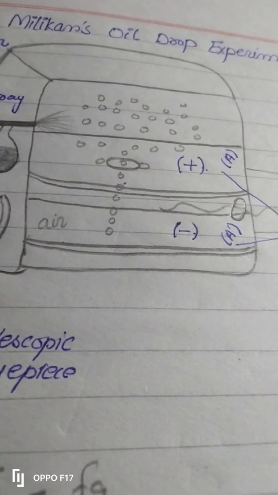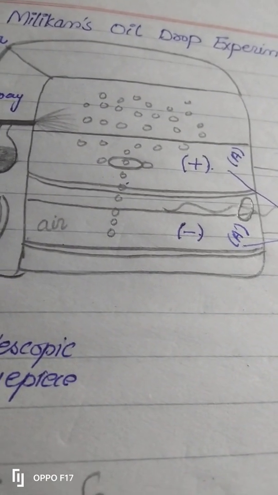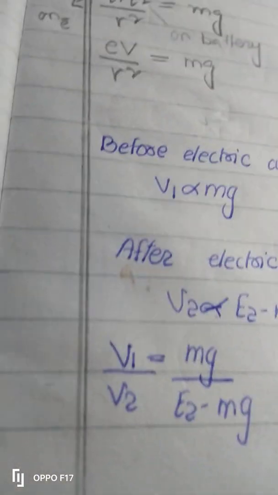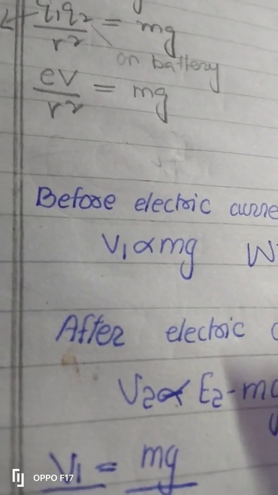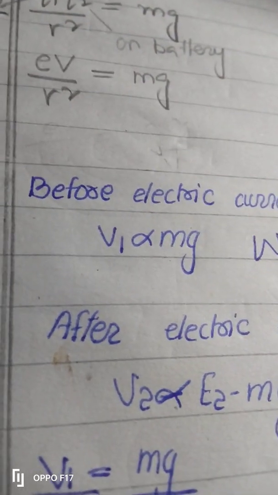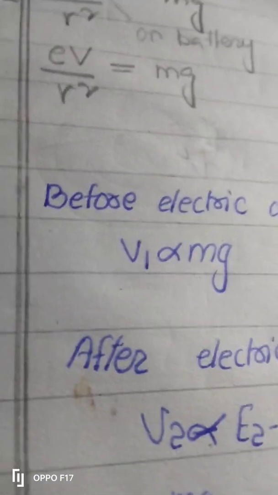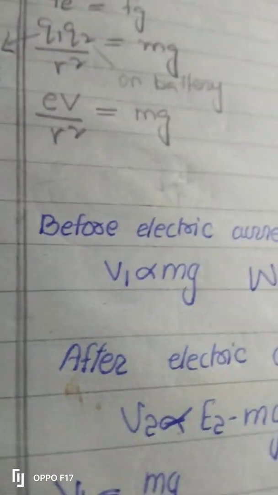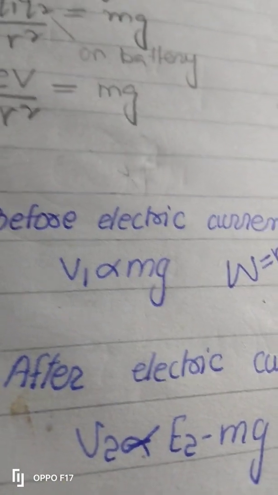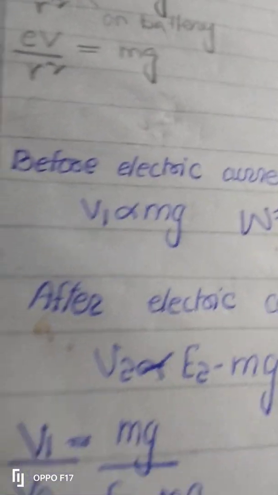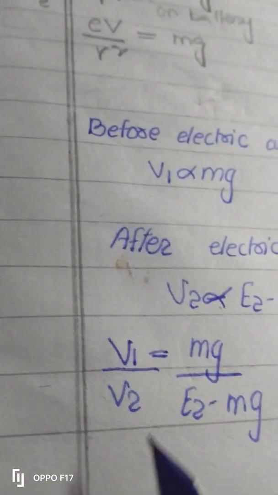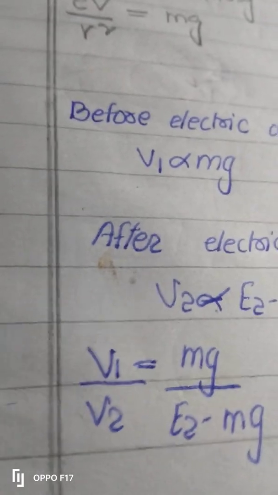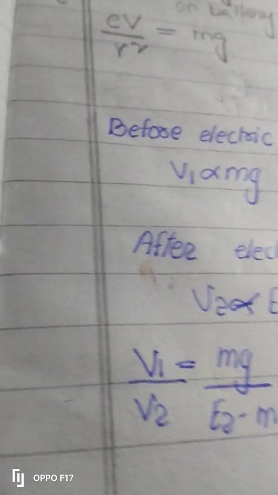So if you want to see the actual velocity, what is the velocity of the oil drop when we connect the electric field? As you can see over here, V2 is directly proportional to E2 minus mg, because the electric field is more powerful than the gravitational field. So E2 minus mg, whatever is left will be the velocity of the oil drop after the electric current. When we compare them, V1 over V2 is equal to mg upon E2 minus mg. So velocity can be easily determined by observing the oil drops through the telescope.